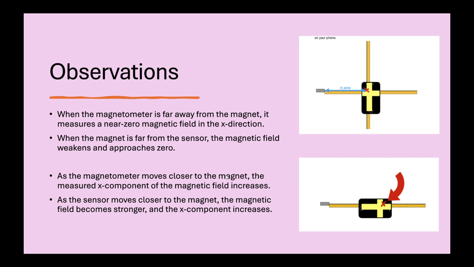Some of the observations that I found when doing this experiment was that when the magnetometer was far away from the magnet, it had almost a zero magnetic field, and this is because the magnetic field starts to weaken and approach zero. And also, when the magnetometer gets closer to the magnet, the x component is going to increase, and this is because the magnetic field becomes stronger.